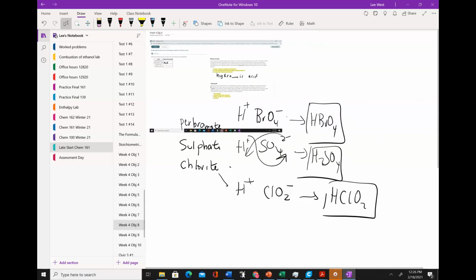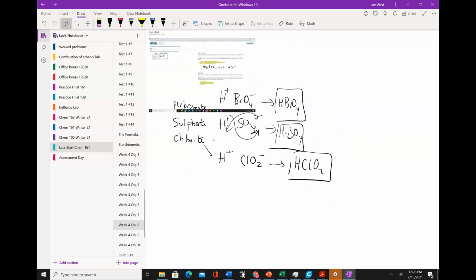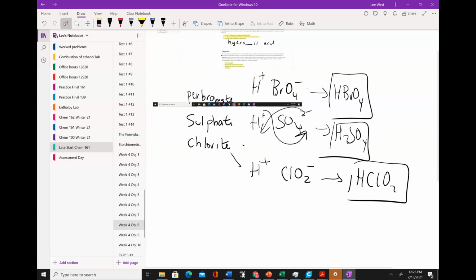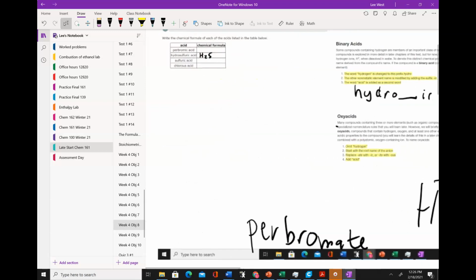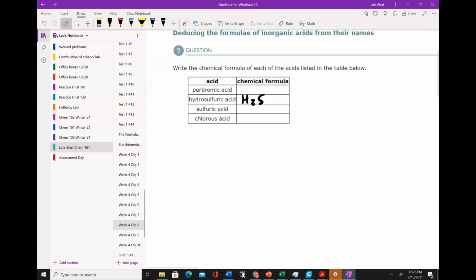Right, it wouldn't have made any difference if we did do crossover, but we should just remember not to. Okay, so that's it. One of them was a binary acid, the hydrosulfuric acid, and we knew that because it started with hydro. And then the other ones were oxy acids.